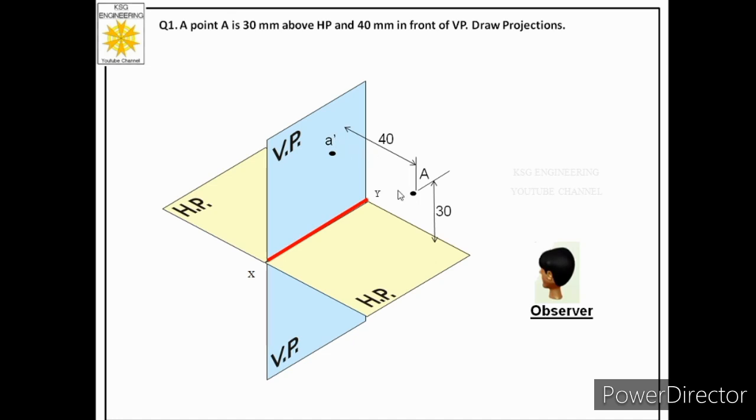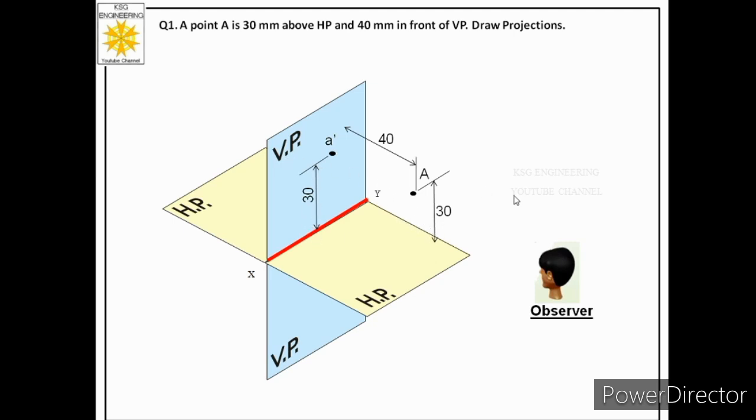Over here we have to make one very important observation. The point was given at 30 mm from HP. So distance was given from HP, but when we will draw its front view, we will find that that distance is actually visible on VP. So this is the first important thing we have to note, that if in a statement we are given distance of a point from HP, that distance will be visible on VP.